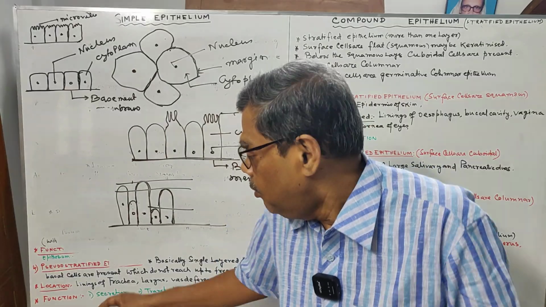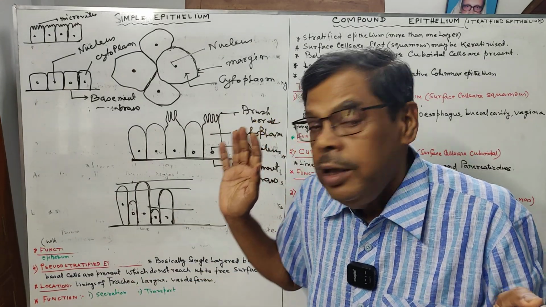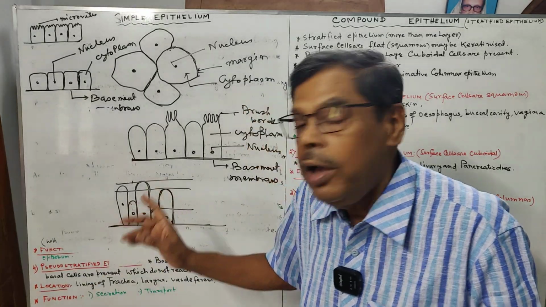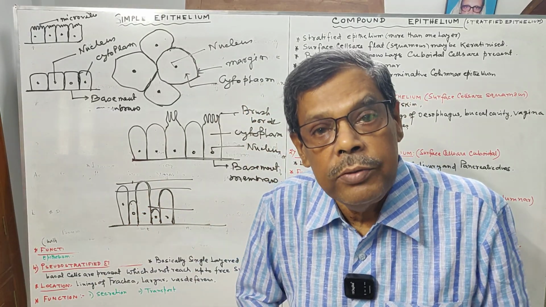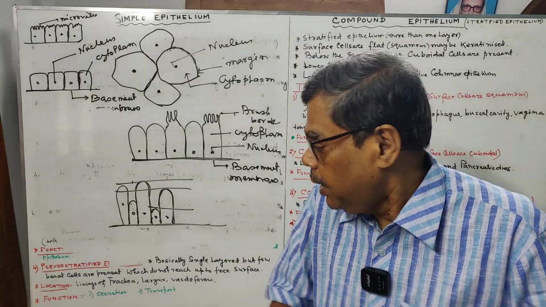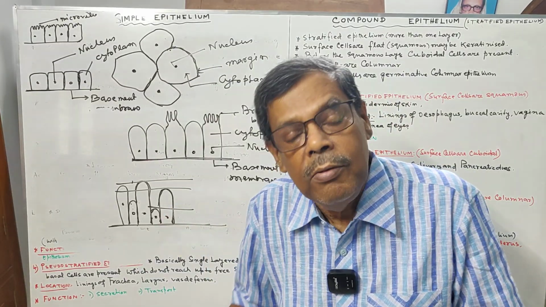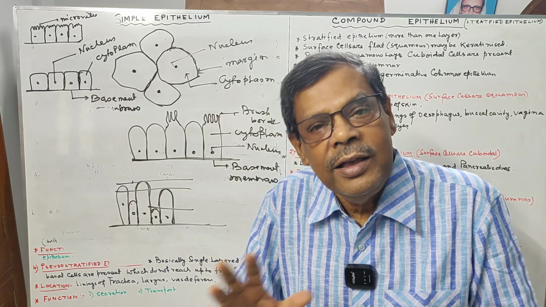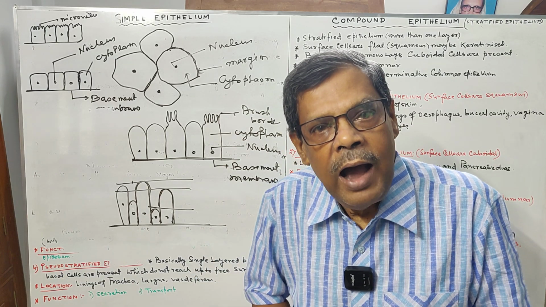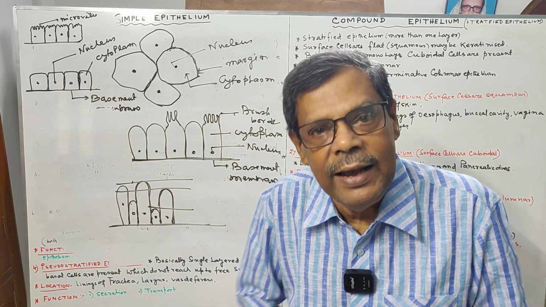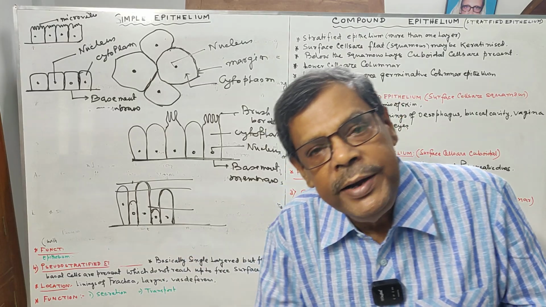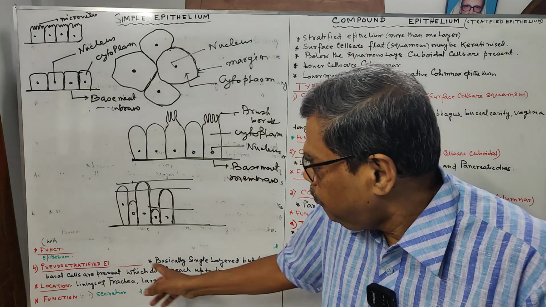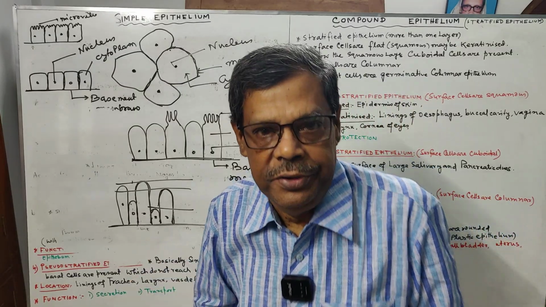There are several organs where it is found. What are the functions of this? First function is it secretes mucus for lubrication of the organ. Next, in the trachea, oviduct, pharynx, it expels unnecessary material, that is dust particles and microbes, from the respiratory tract, nasal tract, outside of the body. This function is called transportation.